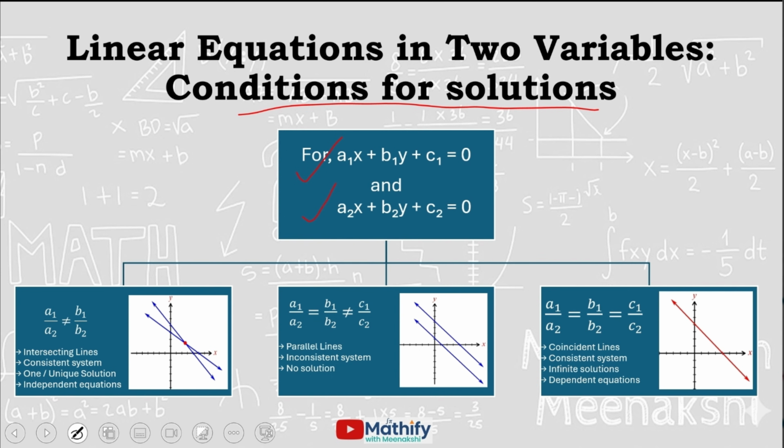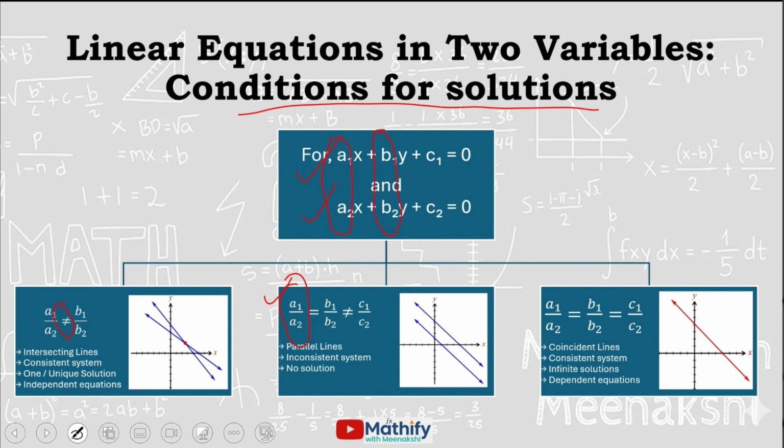First, if the ratio of coefficients of x and the ratio of coefficients of y are not equal, just see this carefully, they are not equal, then you can say that the pair of lines are intersecting, or that they have a unique solution, the system is consistent, or the equations are independent. They can give you any one word, so you should know all the four terms for this condition. Let's move to second condition.